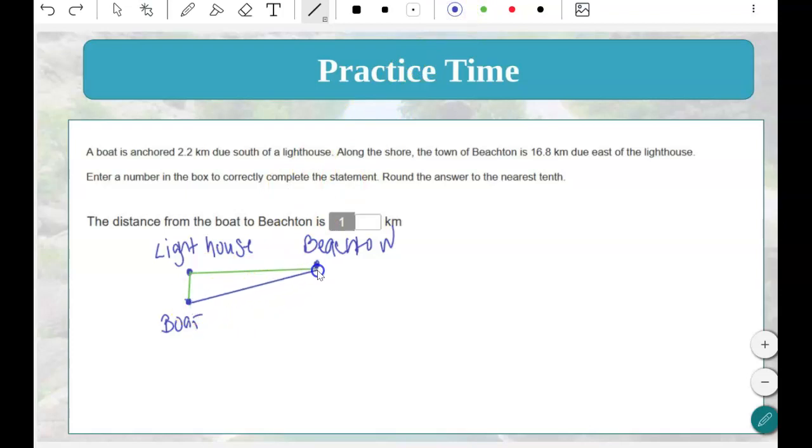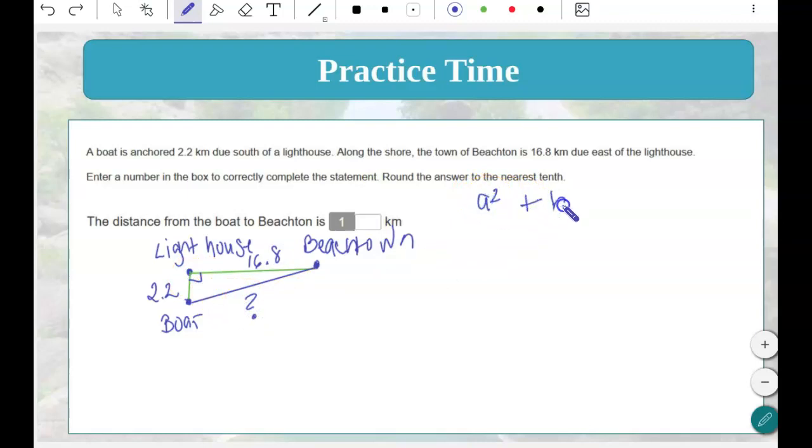We notice that we do have our right triangle there. So we're using the Pythagorean theorem to solve that problem. Let's label our numbers. So from the boat to the lighthouse was 2.2 kilometers. And the lighthouse to the beach town, I didn't put it in there, is 16.8. Here's our right angle. So this is the hypotenuse that we're looking for.